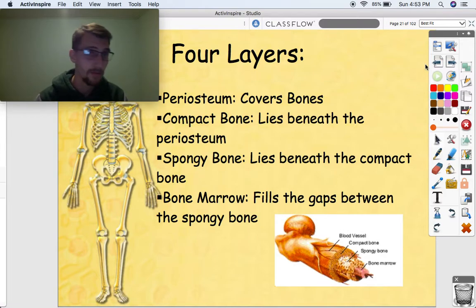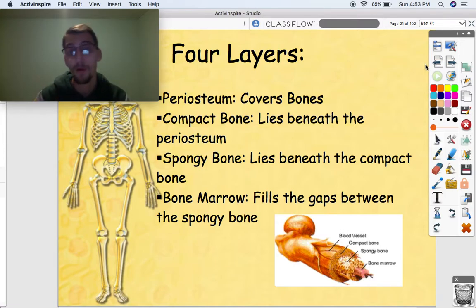Compact bone is a type of bone tissue that we discussed in our last video. Beneath that, or deep to that, is the spongy bone, which we discussed in our last video too. And inside all of that is where we can find bone marrow, which fills the gaps in between spongy bone. It's also found in what's called the medullary cavity within the middle of a long bone.